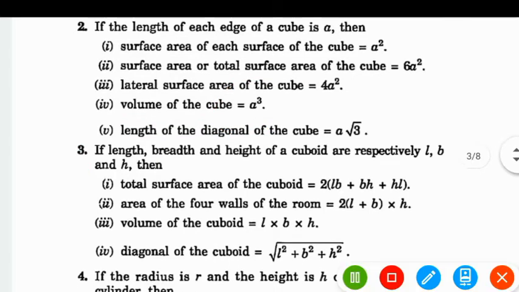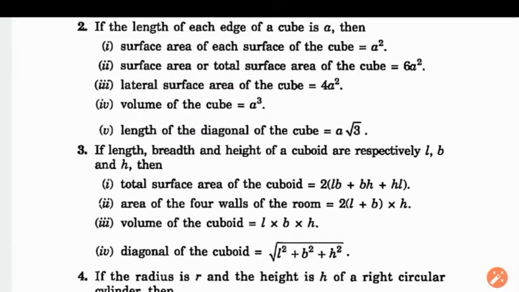Number 5, the length of the diagonal of the cube, right? To find the length of the diagonal of the cuboid, the formula is root over l square plus b square plus h square, that means length square plus breadth square plus height square. Now we know in the case of a cube all the things are equal, that is length, breadth and height all are equal.